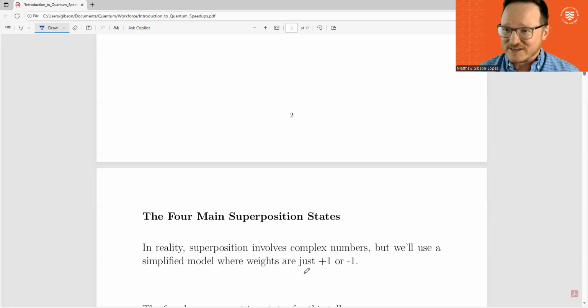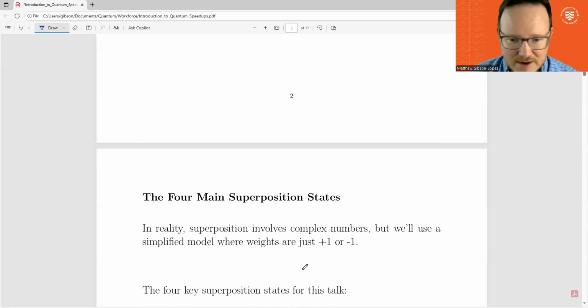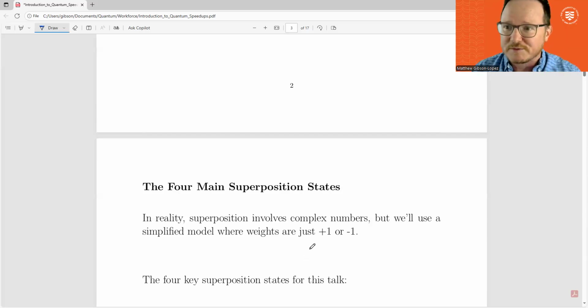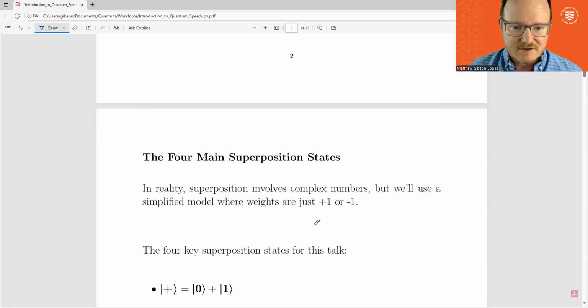Also, if you've looked at any of this, you may have seen radical twos, stuff like this. We're going to be simplifying that part down. We're just going to suppose that in a superposition, the weights are either going to be plus one or minus one in this talk, because that's all you need to be able to understand the example that we're going to be looking at today.